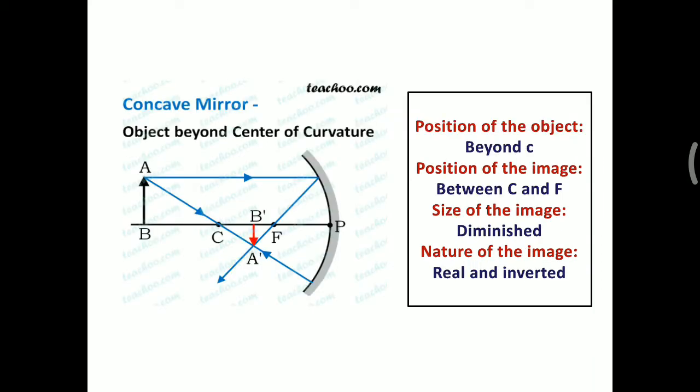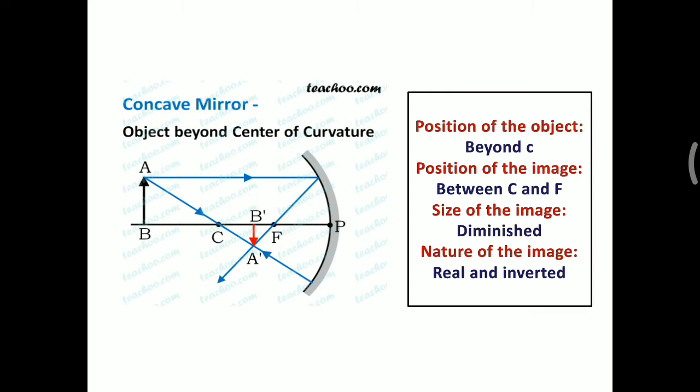The next position: I kept the object beyond the center of curvature. The first ray coming from the object, parallel to the principal axis, passes through the focus after reflection. The second ray passes through the center of curvature. Any ray passing through the center of curvature is reflected back along the same path, so the two arrow marks are in the same line. Both the incident ray and reflected ray follow the same path.